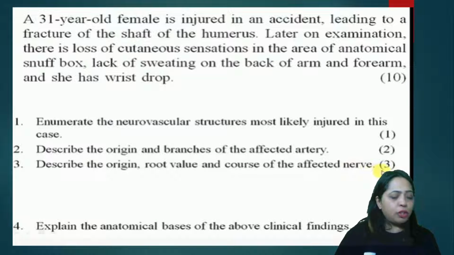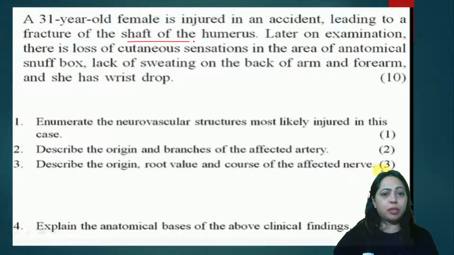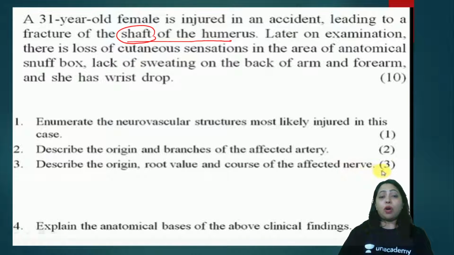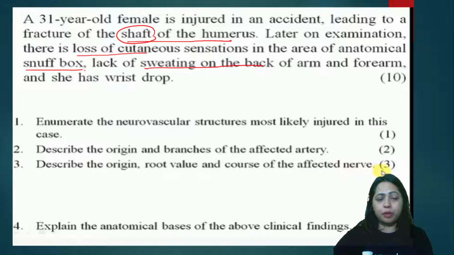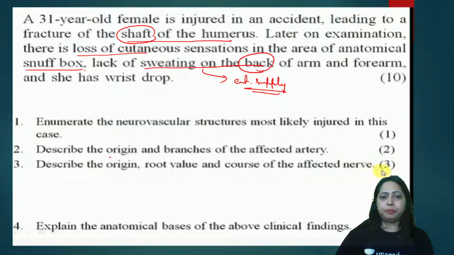So here is the next question where you have a very neat question. So here a 31-year-old, okay, female is injured in an accident. It leads to fracture of the shaft of the humerus. Remember, it is the shaft. Okay, later on examination, what happens? There is loss of cutaneous sensation on the anatomical snuff box. Okay, anatomical snuff box. There is lack of sweating also. So sweat glands, that also is supplied by cutaneous supply, on the back of the forearm. And there is wrist drop.